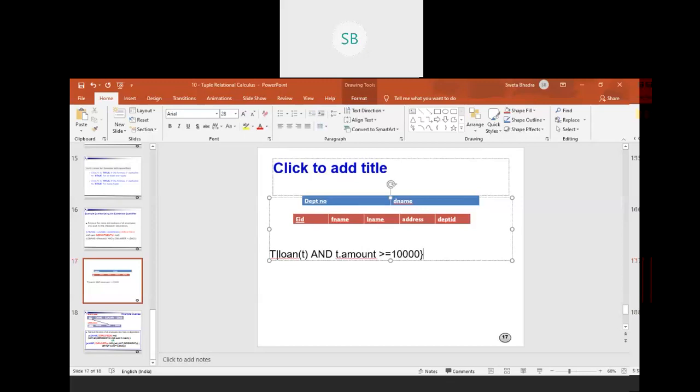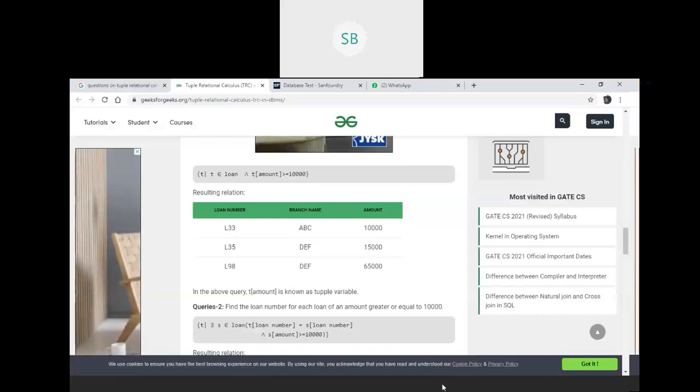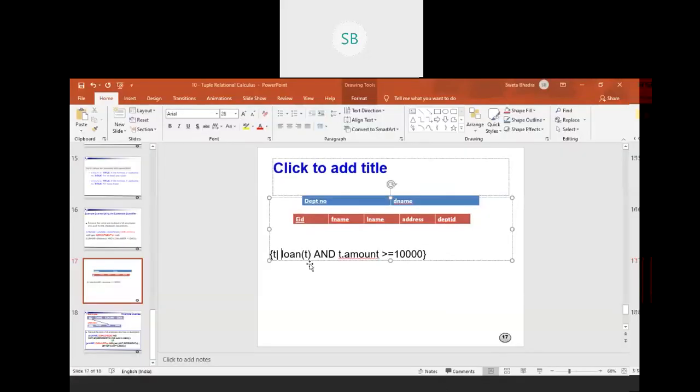Sorry, this is a query for us. Instead of writing it in this way, what they have done is, this t belongs to loan, they have written. So don't get confused. Okay, same thing. Are you clear? Is this thing clear? They have used the same thing. See.